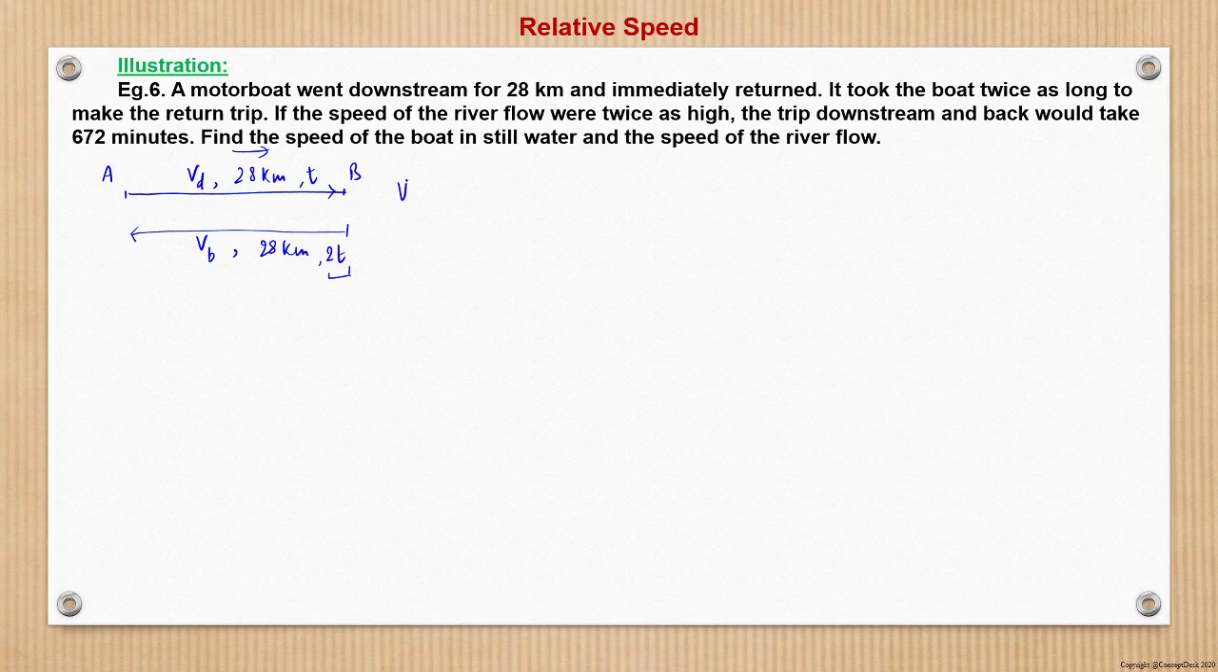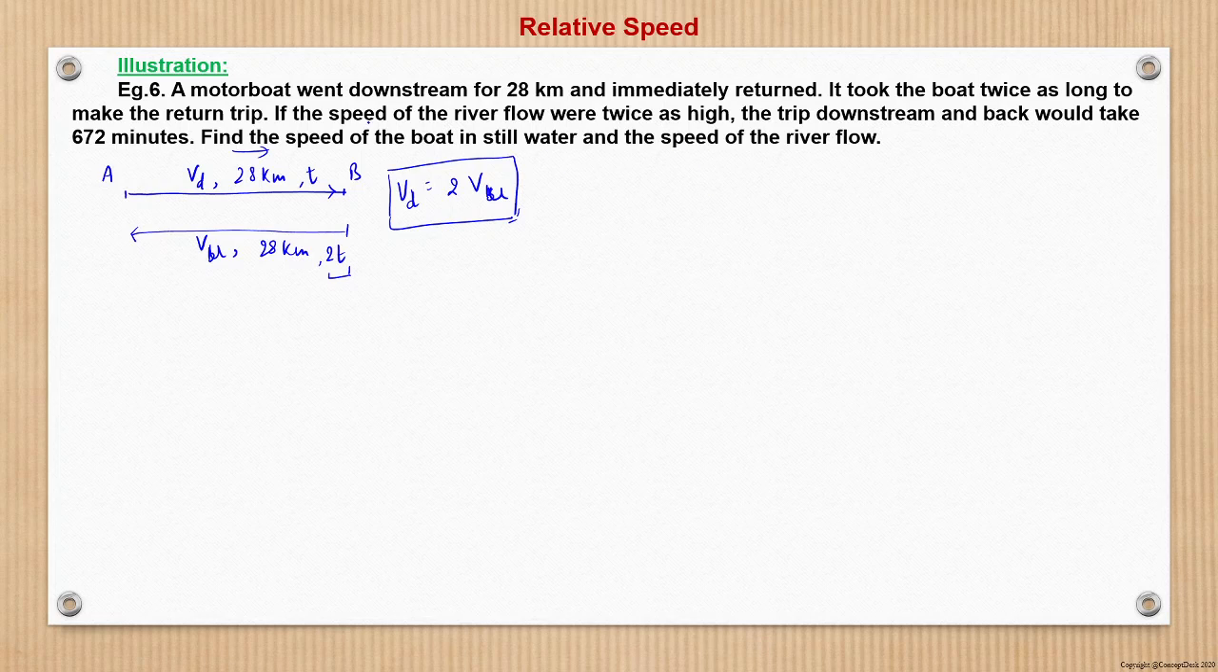So here we can say that Vd is nothing but 2 times Vu. This is not Vb, this is Vu. This is also Vu, right? When distance is constant, time and speed are inversely proportional. So from this relation we can find that Vd is equal to 2 Vu from the first case.